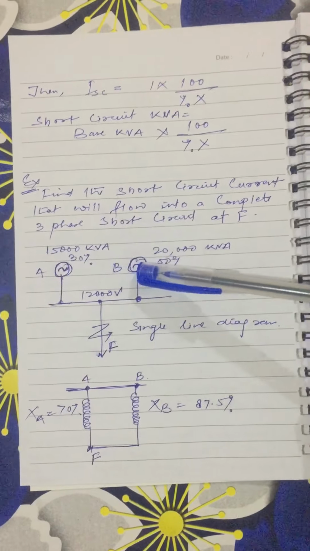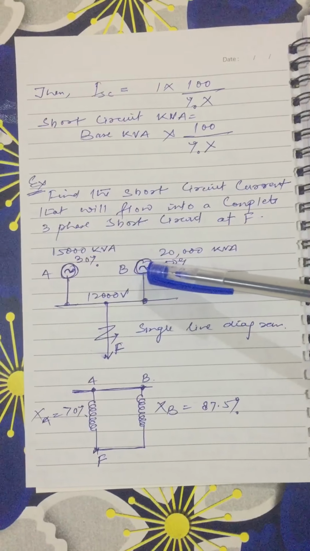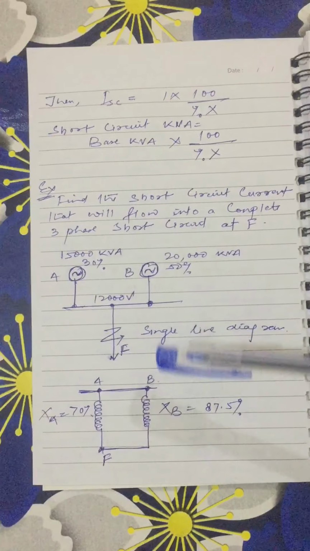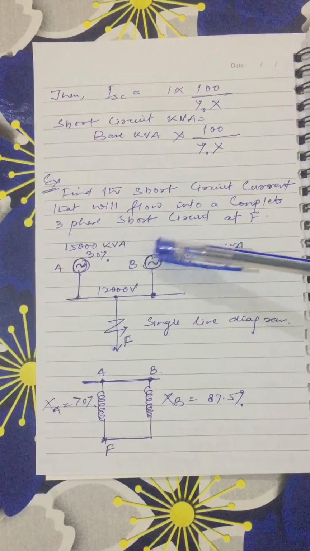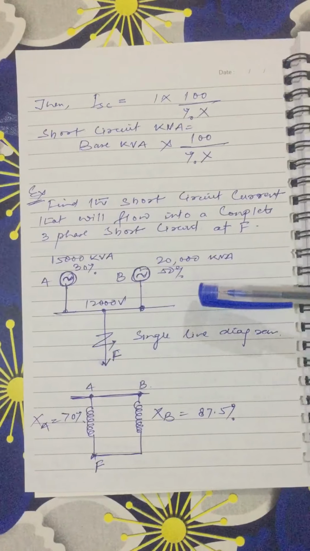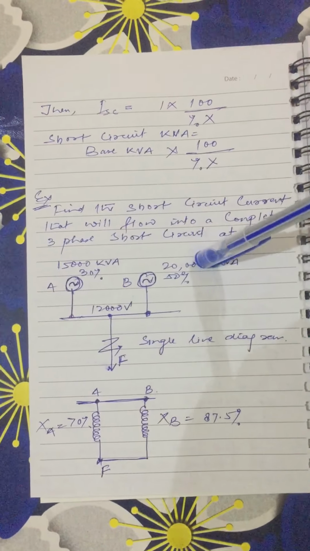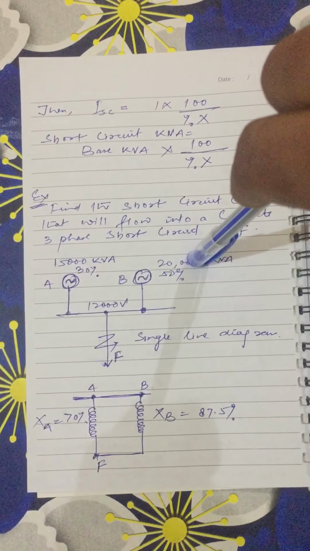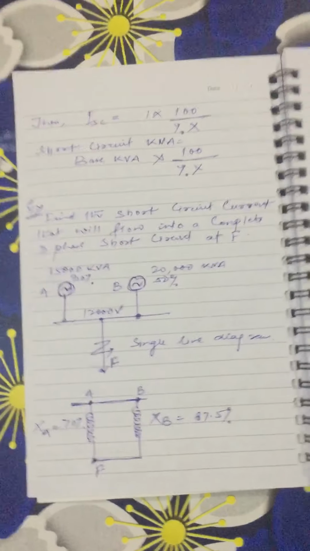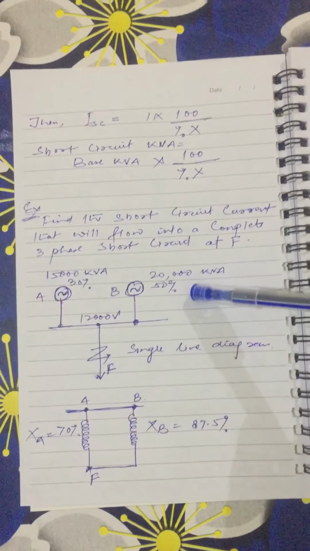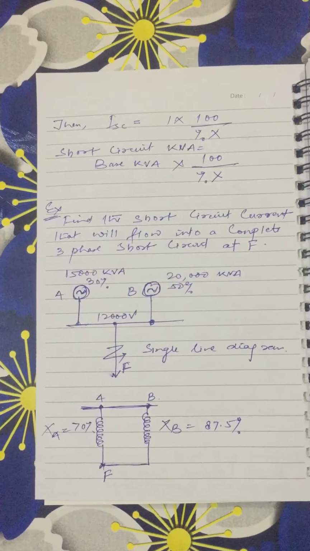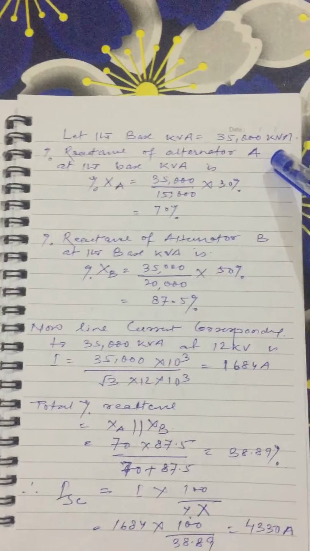Now we will convert this single line diagram into the reactance diagram, but before converting it we need to convert to a base kVA, because these two alternators are not of the same kVA rating. We need to consider a base kVA where we can put A and B on the same platform. So let us suppose we have taken a base kVA as 35,000.